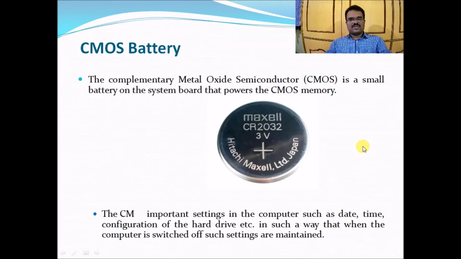And another component of the motherboard is CMOS battery. The complementary metal oxide semiconductor CMOS is a small battery on the system that powers the CMOS memory. This is the CMOS battery on the motherboard. The CMOS holds important settings in the computer such as date, time, configuration, etc. in such a way that when the computer is switched off, such settings are maintained with the help of this battery.